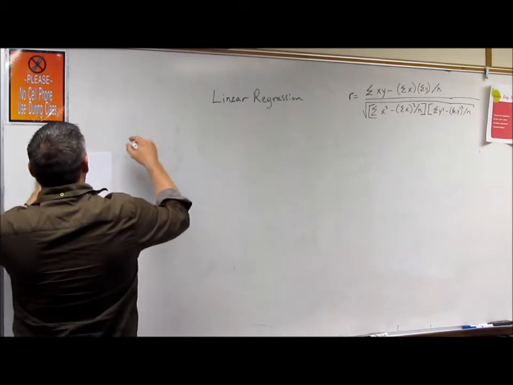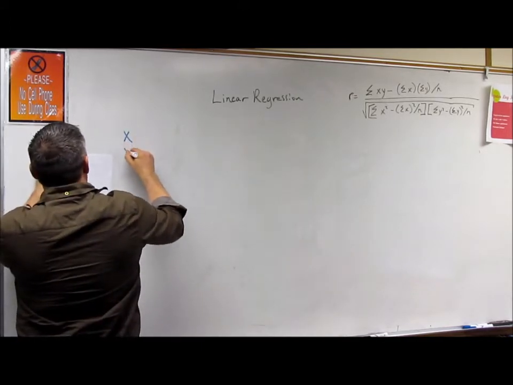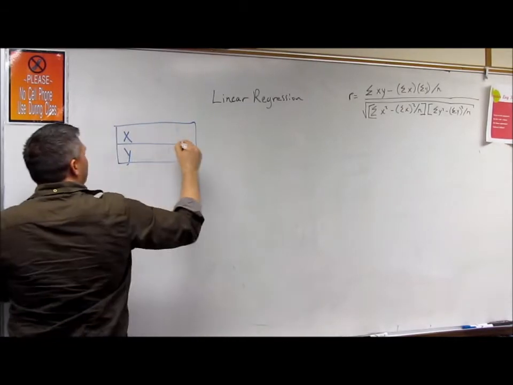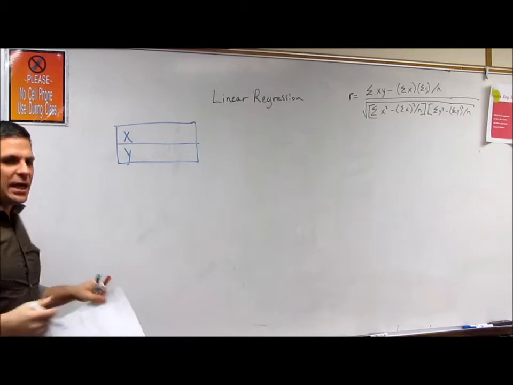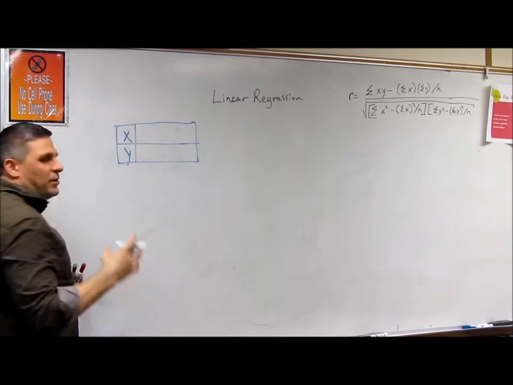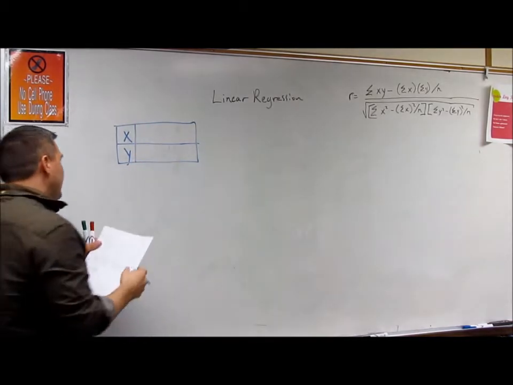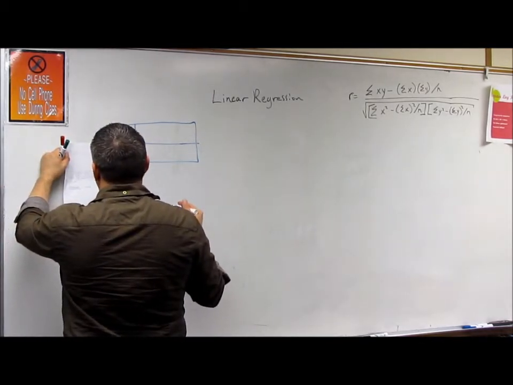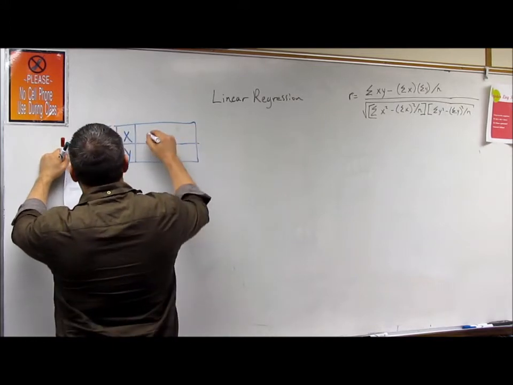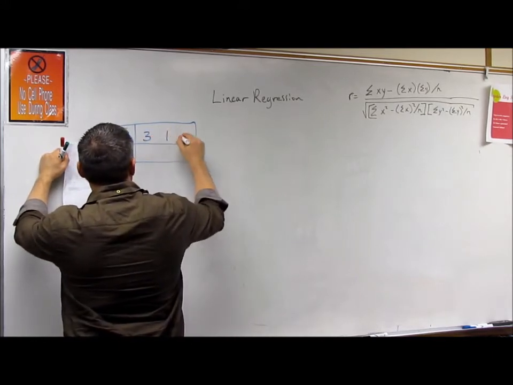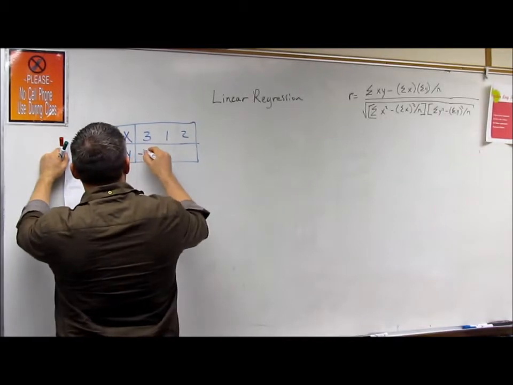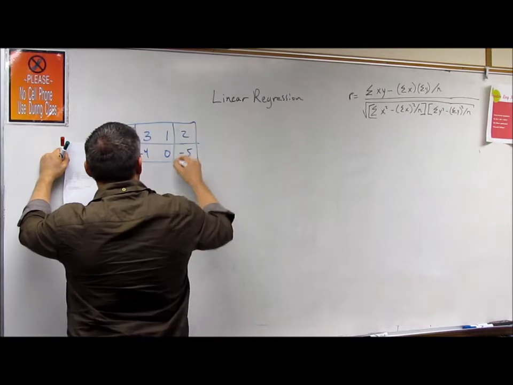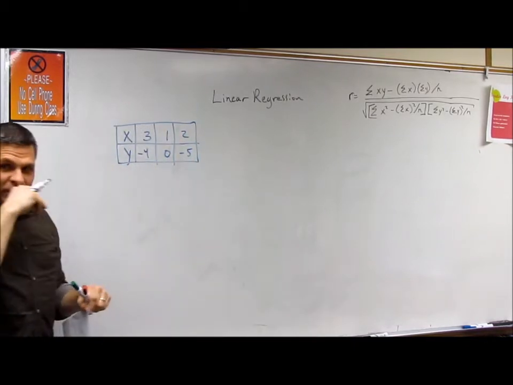Okay, so here's your x's and your y's. And the thing I'm going to show you is how, like I did before, we made tables out of everything, right? Keep that whole table thought when we're making these. So my x's and my y's are quite simple. It's just 3, 1, and 2. And -4, 0, and -5.